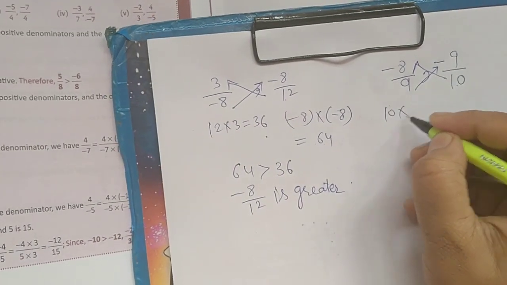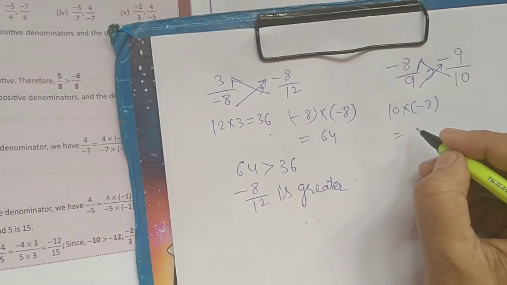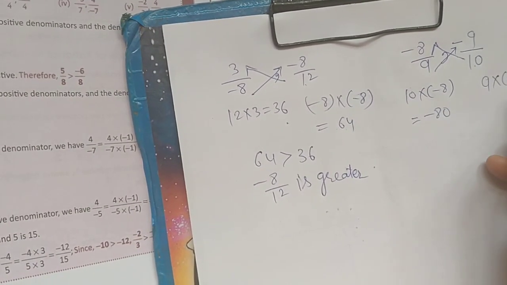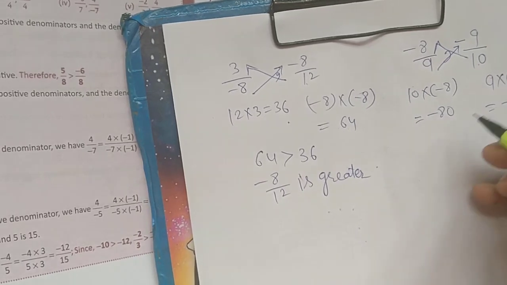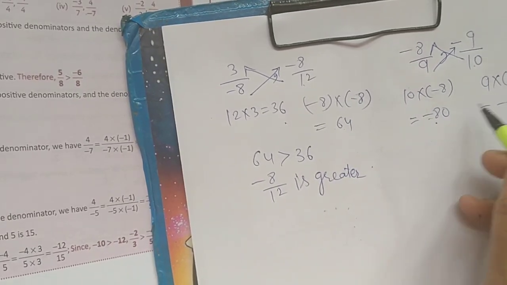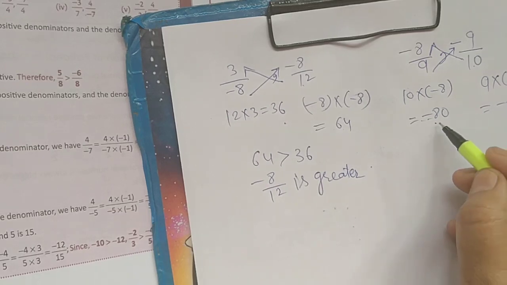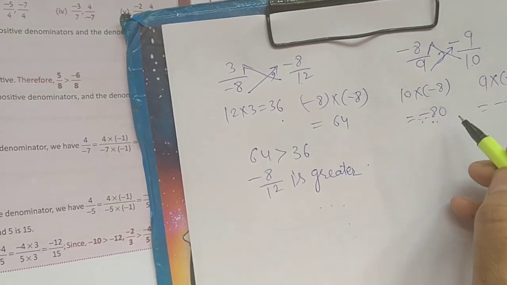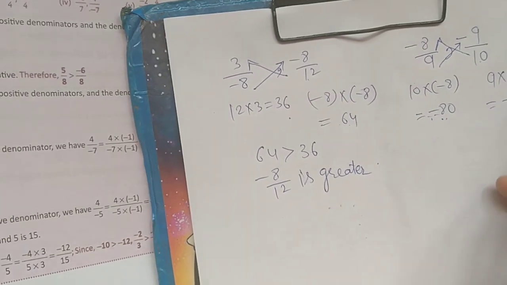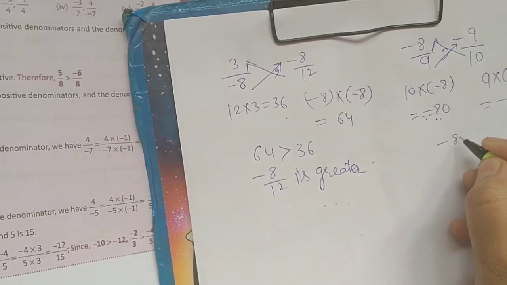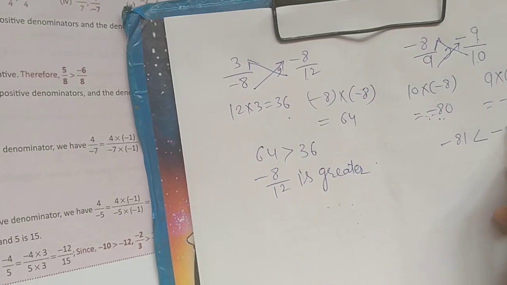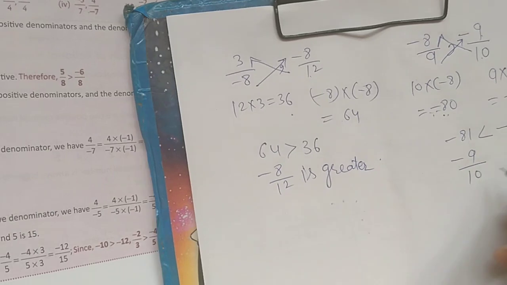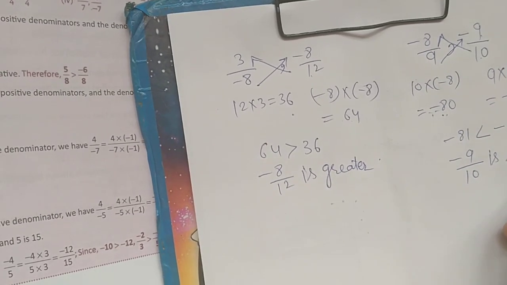So take cross multiplication. 10 multiplied by minus 8 is minus 80. 9 multiplied by minus 9 is equal to minus 81. Both our numbers are negative. The smaller number with the negative sign will be the greater number, you know. Then this number is smaller. So we will say that minus 81 is smaller than minus 80. So minus 9 upon 10 is smaller.